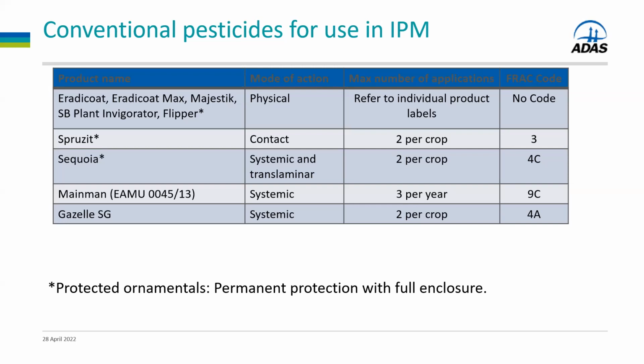And it's important to keep alternating your IRAC codes to prevent resistance developing and building up if you're using conventional products. But bioprotectants and biocontrols will help with that as well, so you're minimizing pest population exposed to insecticides. Okay, next slide, please.